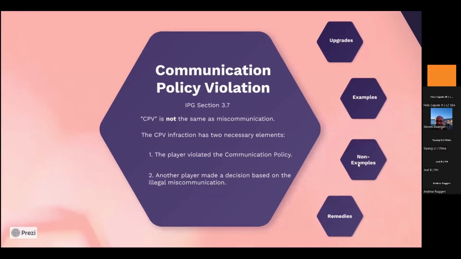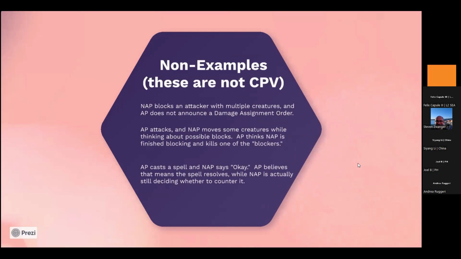I'm also going to show you some examples that are not CPV. So the non-active player blocks an attacker with multiple blocking creatures, and the active player does not announce a damage assignment order. And they're supposed to announce a damage assignment order and say what order those creatures are going to take damage. So this is definitely bad communication, but it is not a CPV because it does not violate the communication policy. Can anyone tell me what type of infraction this is? You can type it in the chat.